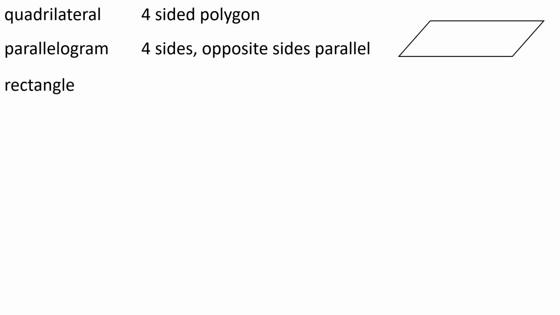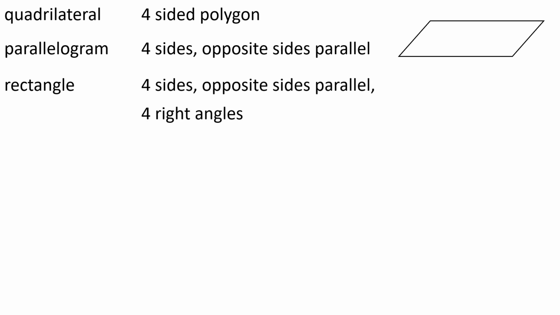Now, even more specialized, the rectangle. It's actually a parallelogram, but it has 4 right angles. So you're like, hey, I have 4 sides, so I'm a quadrilateral. Opposite sides are parallel, so I'm a parallelogram. And I also have 4 right angles, so I'm a rectangle.